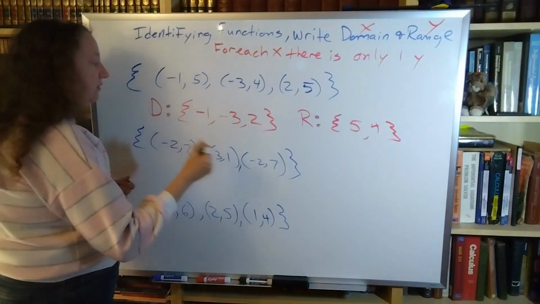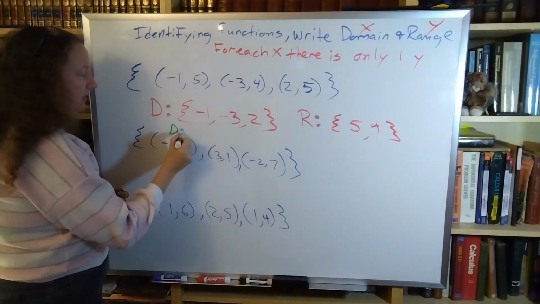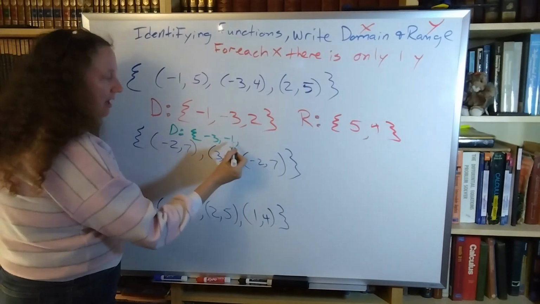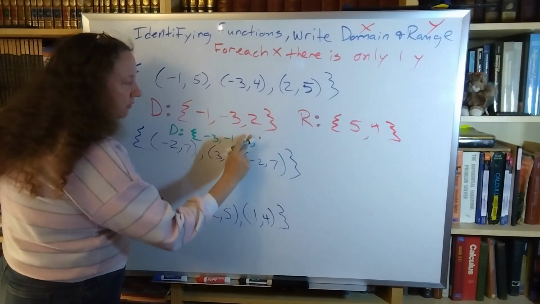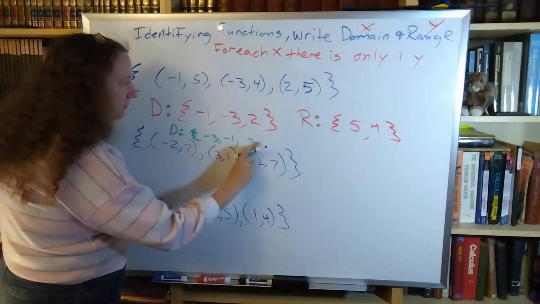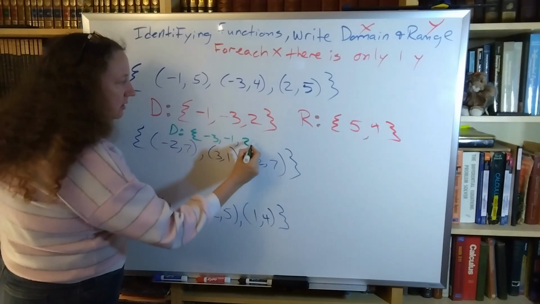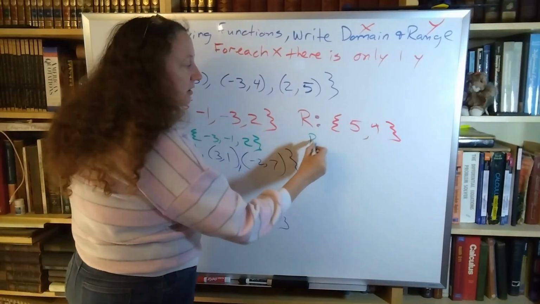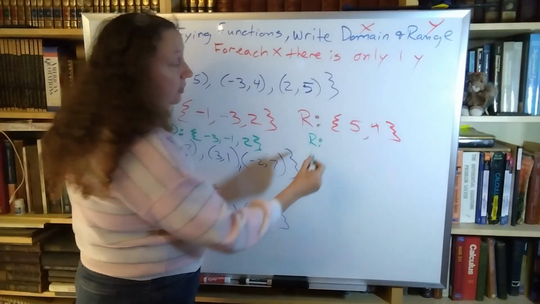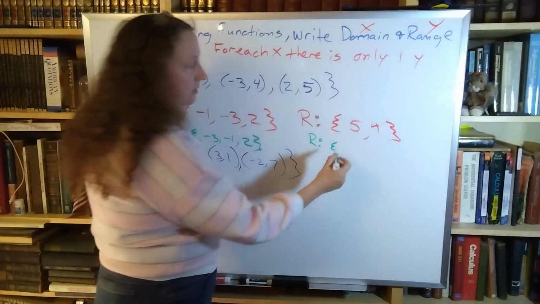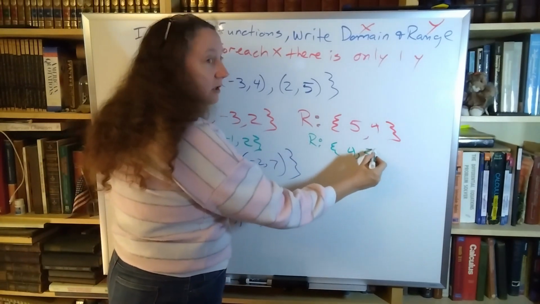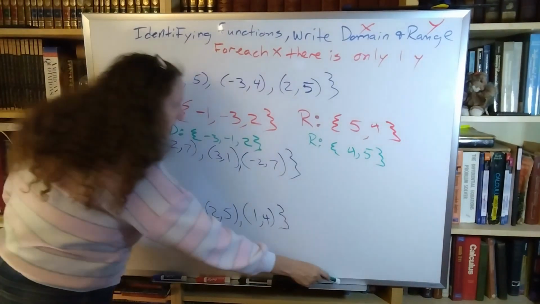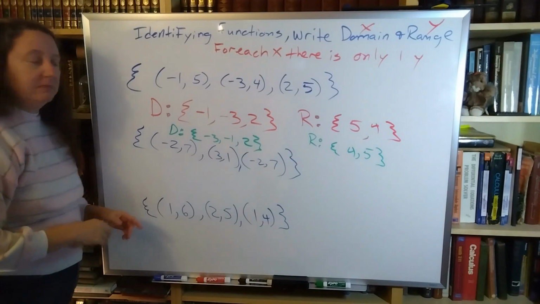So the better answer would be domain is the set of numbers -3, comma, -1, comma, +2. Close my curly brace. The better answer here would be to put these in order also. So curly brace, 4, comma, 5, close my curly brace. Those are the better answers.